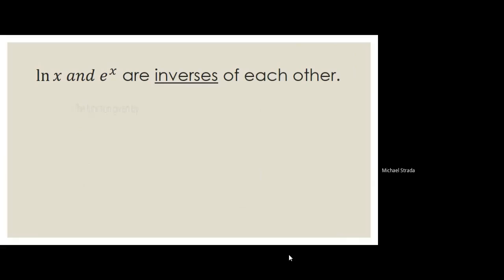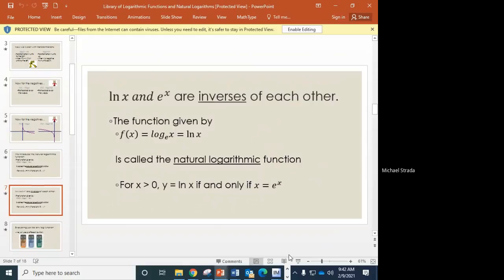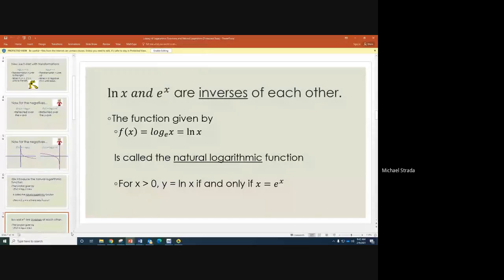All right. Natural log of x and e to the x are inverses of each other. We already did that, right? Already filled that in, so they're inverses of each other. All right, to evaluate it, you're just going to use a different button.